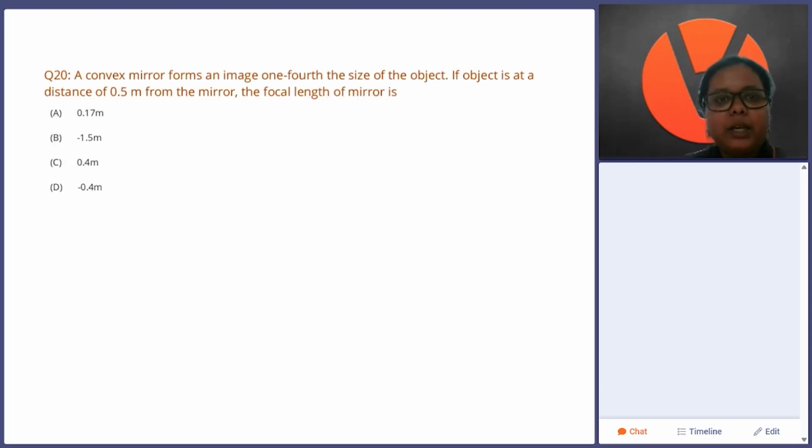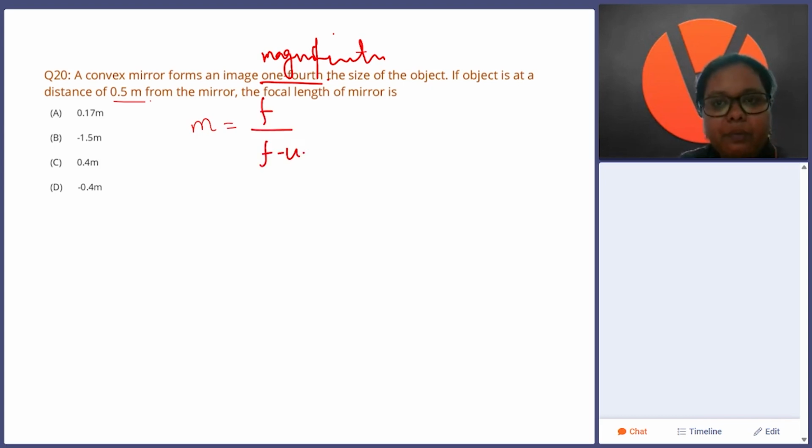The question is, here they mention a convex mirror forms an image 1/4 size. So 1/4 size is the magnification. If the object is at a distance of 0.5 meter from the mirror, what is the focal length of the mirror? So for a convex mirror, magnification would be equal to f divided by f minus u. Object distance, I will consider here as minus 0.5 meter.